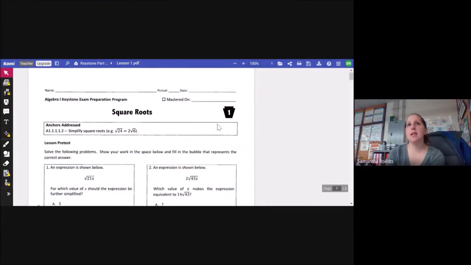All right, so this is lesson 1, which is all about square roots. We're going to be able to simplify square roots by the end of this lesson.